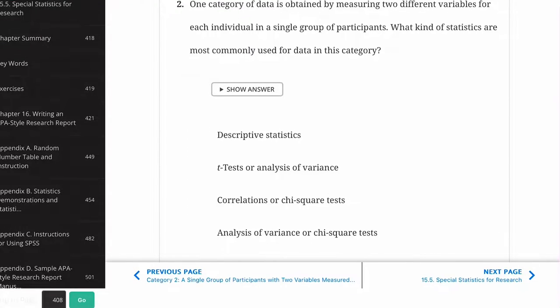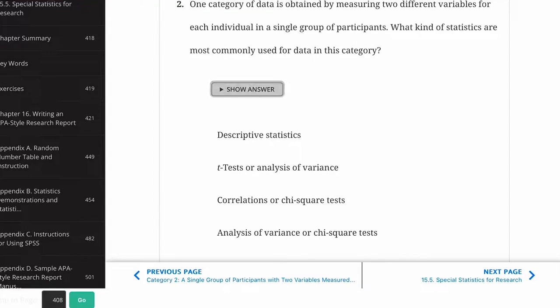Now this one category of data is obtained by measuring 2 different variables. So we have 2 different variables for each individual, in a single group of participants. What kind of statistics are we going to use for that? Are we comparing these variables, or are we looking for a relationship? Are there groups, or is there a single group? It says there's a single group, so we're not comparing groups. There's just a single group of participants, and we're measuring 2 different variables.